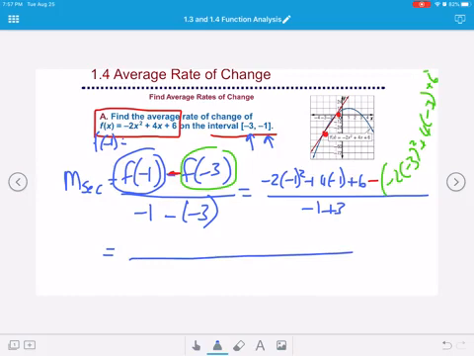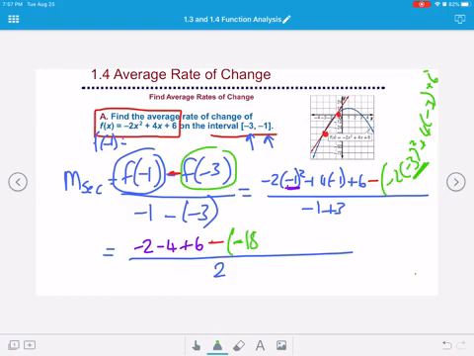So the denominator's easy. It's minus 1 plus 3, which is 2. Oh, I can do that math in my head. And let's look at the rest of it. So we've got negative 1 squared gives you 1. Minus 2 times 1 is minus 2. Plus 4 times minus 1 is minus 4. Plus 6. Then we've got that subtraction, the green bit that I've written at a funky angle. Negative 3 squared is 9. Negative 2 times 9 is negative 18.